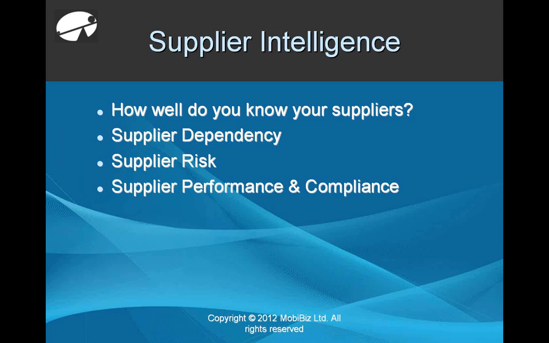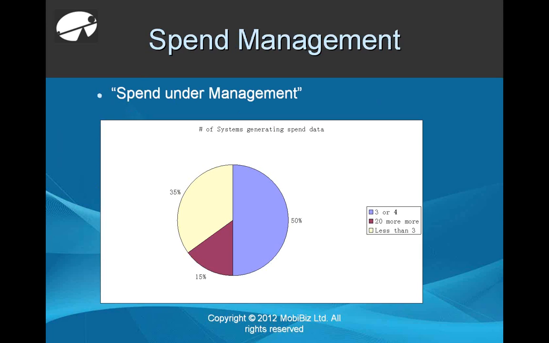And then how prone is your supplier to natural disasters and geopolitical climate. Well, it sounds like a lot of work, doesn't it? But basically, supplier intelligence for me is three areas: supplier dependency, supplier risk, and supplier performance and compliance monitoring.